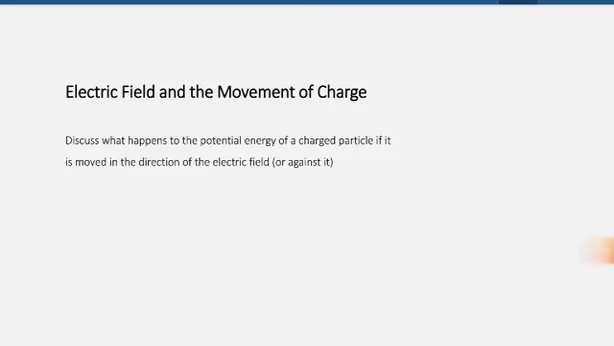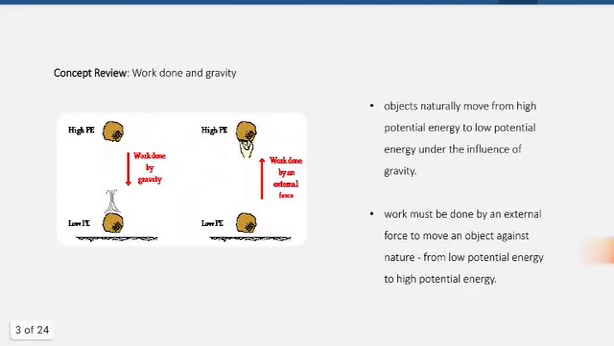Discuss what happens to the potential energy of a charged particle if it is moved in the direction of the electric field. Does it increase or decrease in potential energy if it is moved closer or farther away from the source of the electric field? But before we do that, let's connect it to something that we already know. Okay? So dito may dalawang situation. In the first situation, letter A, you can see that the object is free falling from a certain height to the ground.